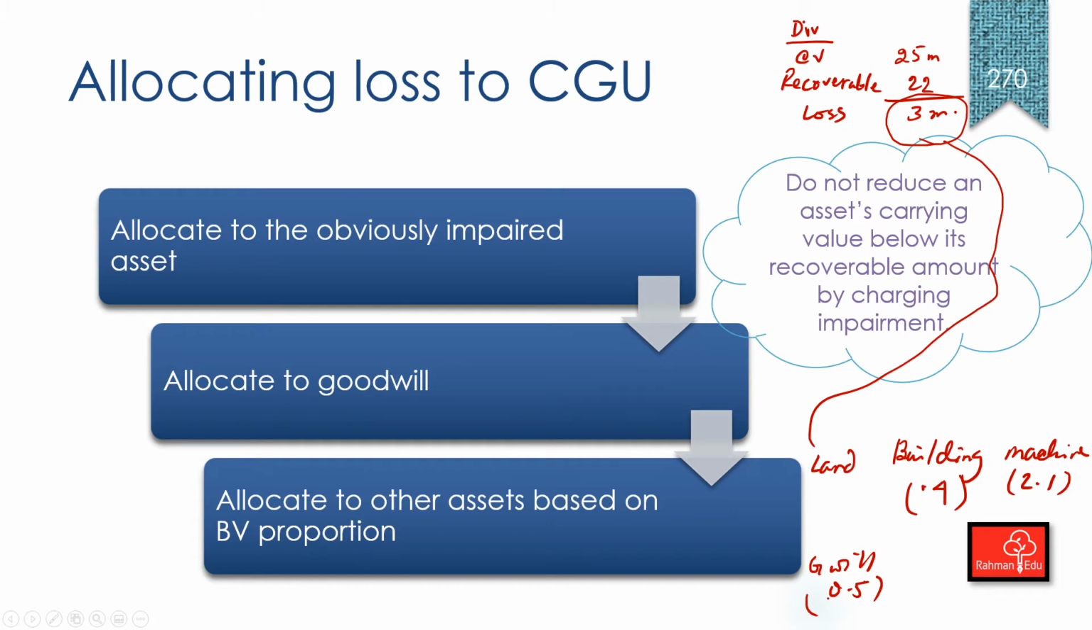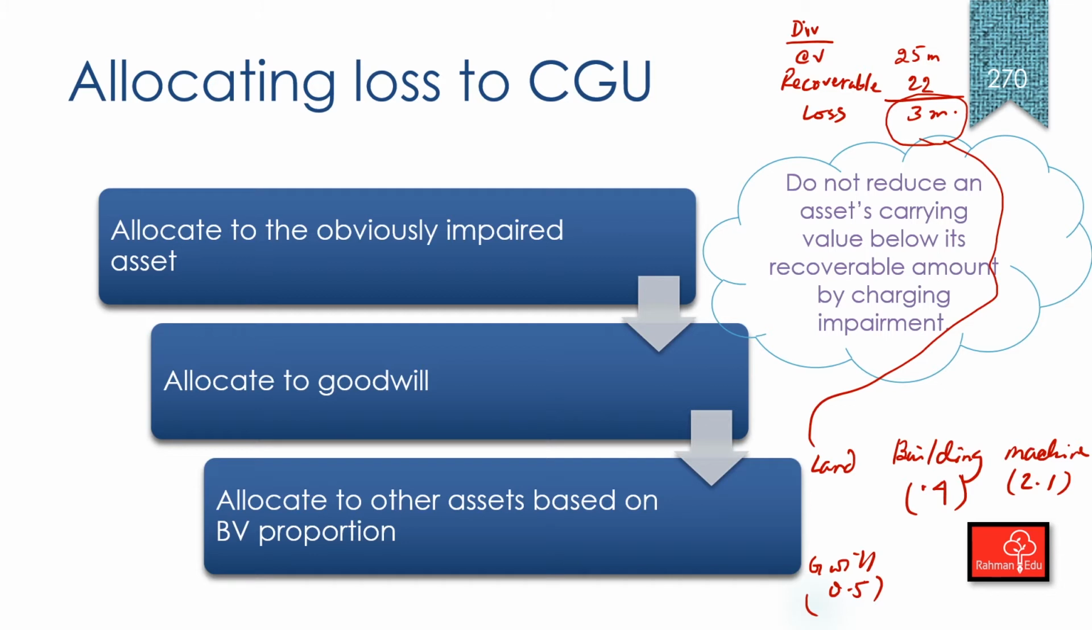Now when you allocate impairment loss to the assets, you need to follow a specific sequence. What is that specific sequence? First of all, you need to identify any obviously impaired asset. It means you are sure that this is the problem asset. An aircraft has crashed, obviously impaired. Correct that first.